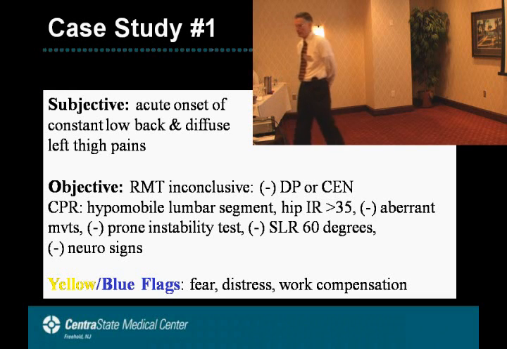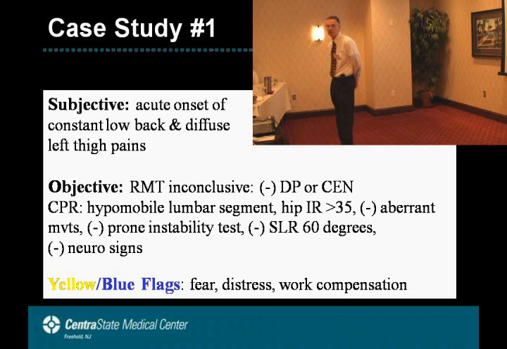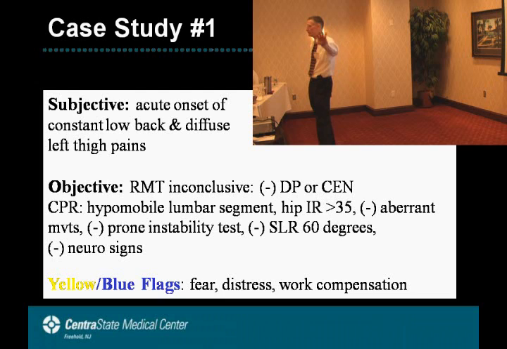And again, they have acute onset of constant lower back pain, diffuse left thigh pains. So we start the physical exam. My training is on MDT, so my repeated movement testing today during the initial eval is inconclusive. I don't see any directional preference, centralization. By the way, this is all nonspecific. We've already ruled out red flags, and there is no neurological signs.